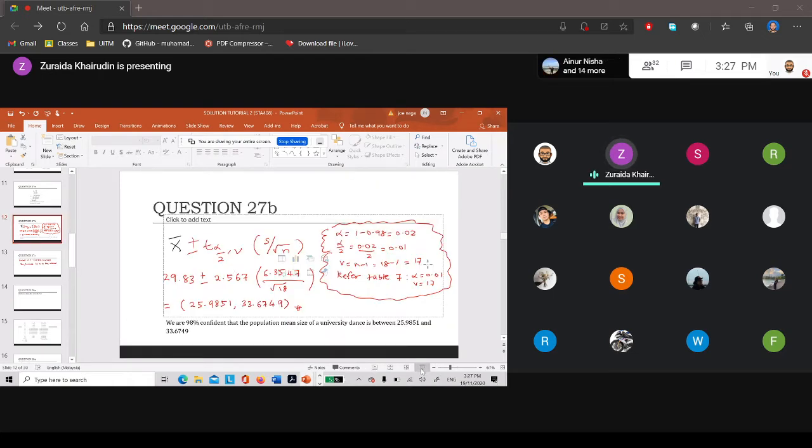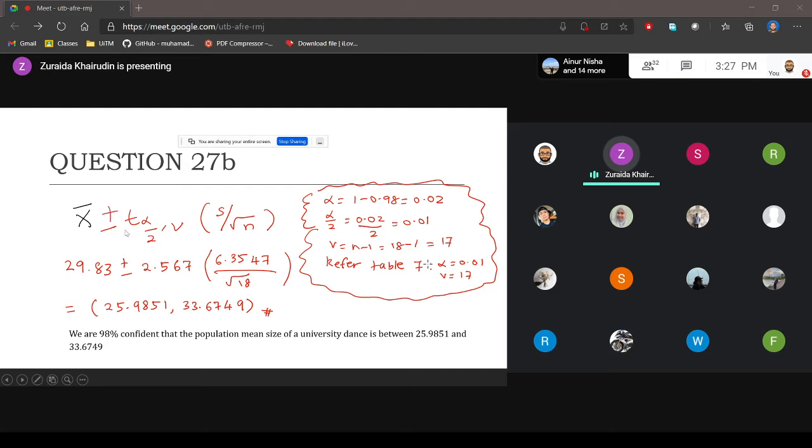That is why I choose this formula, x bar plus minus t alpha/2, v, times s over root n. Why? Because I only have information on my s, which is 6.3547, and also my n is 18, less than 30. So use the t distribution here. Don't get confused about when to use the other one, the z distribution.